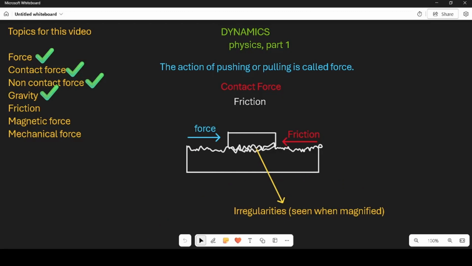Let's talk about friction. Friction is a contact force that opposes motion. In this figure we see that the force is applied on the brick in this direction, whereas the friction is acting in the other direction. So now we can say that friction acts on the opposite side of the motion. Friction occurs due to irregularities within the objects. We will talk about friction in detail in later videos.